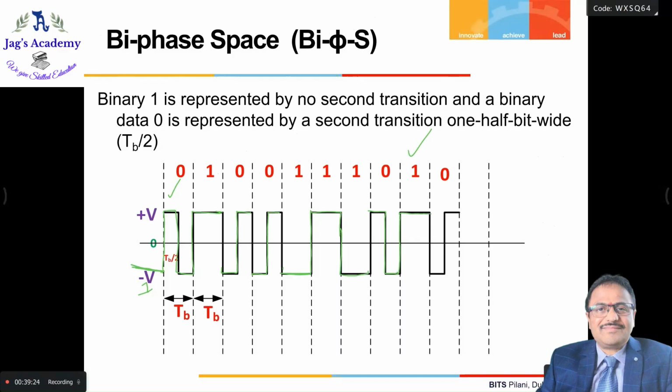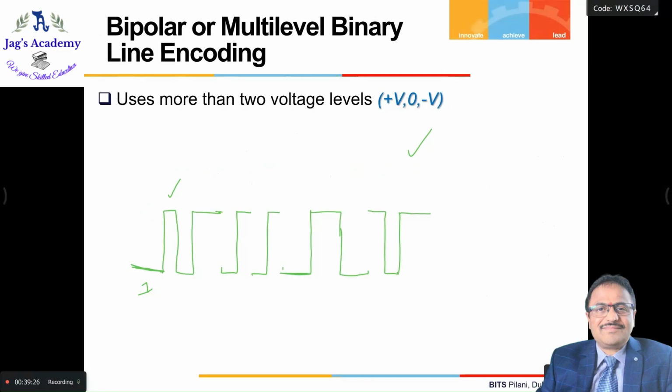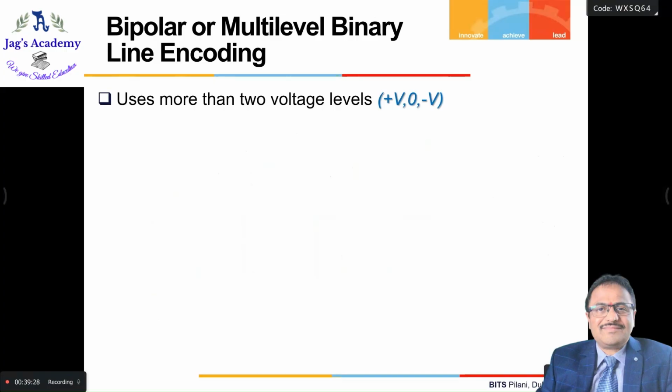This is biphase space. Then what is this? Bipolar multi-level binary. See here, it's called bipolar. Bipolar multi-level binary uses all three levels: plus V, minus V, and also 0. If you are using only 0 and plus volt, or 0 and minus volt, it's called unipolar, right?